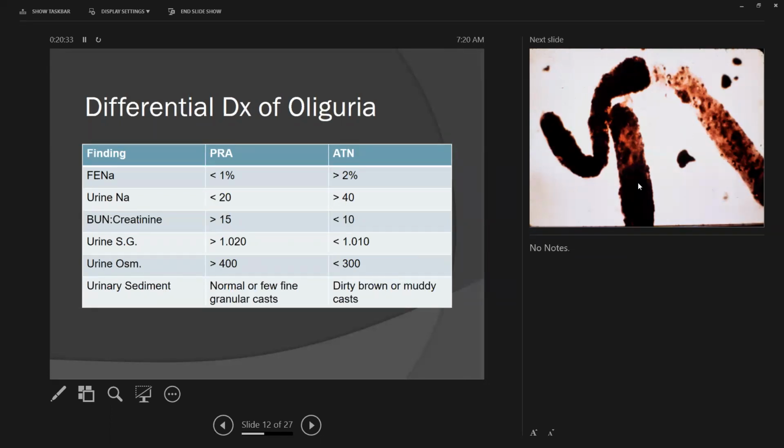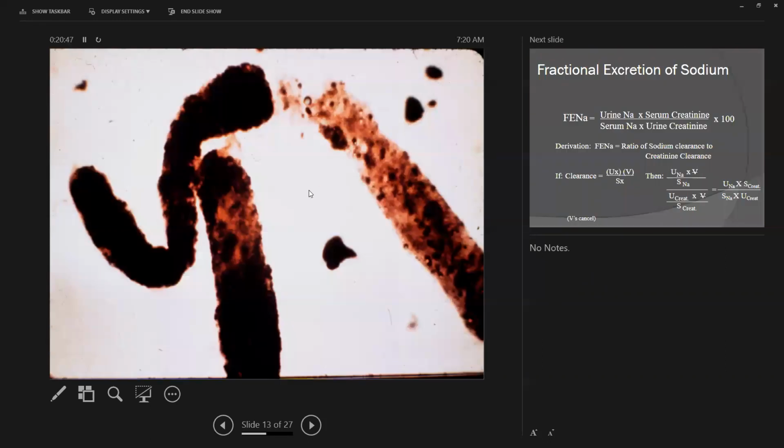If you look at the urinary sediment, it may be normal or just a few fine granular casts, versus what we call dirty brown or muddy brown casts. That's what they look like. So, highly pigmented casts. Unfortunately, the lab will not report dirty brown or muddy brown casts. Sometimes they'll report highly pigmented casts. That's a real tip-off. About 75 to 80% of patients with ischemic or hypovolemic ATN, and when I say hypovolemic, I mean anything with hypoperfusion. So hypoperfusion ATN, which would include sepsis and heart failure, by the way, will have these highly pigmented casts.